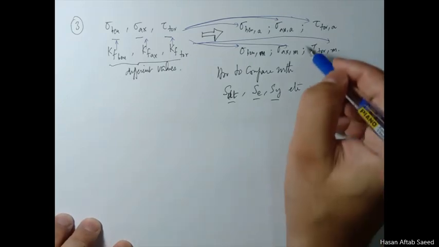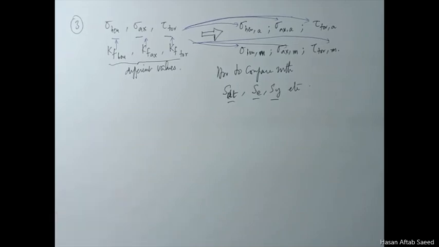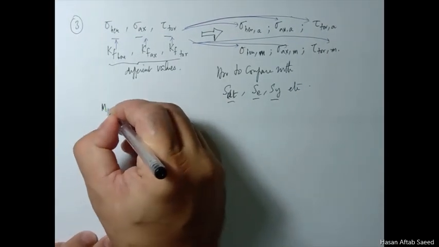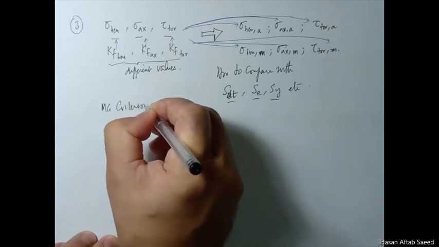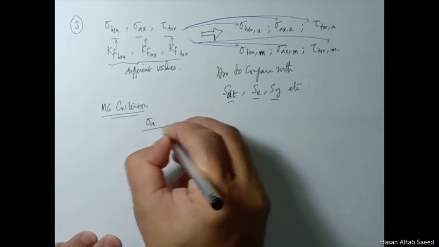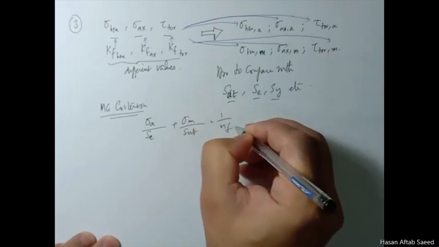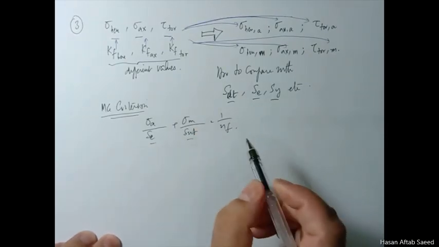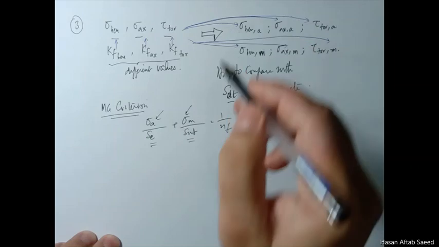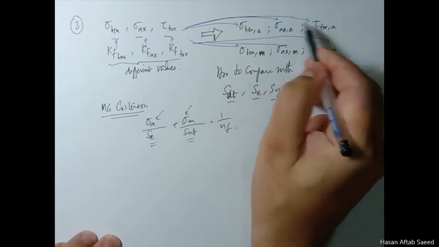But how to compare these with these? Because let me remind you that you have the fatigue failure criterion, for example, modified Goodman, that involves... so these are the material properties, and here you are supposed to apply the stress quantities, but here you have so many stress quantities. So how to utilize this kind of an expression when you have so many quantities?